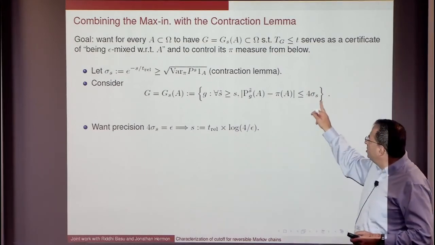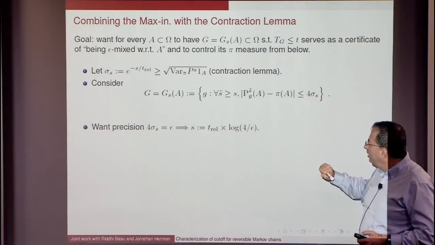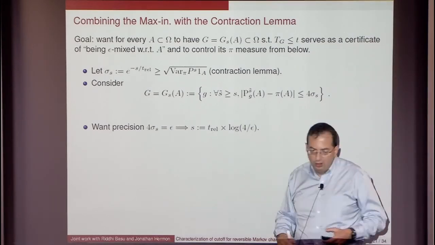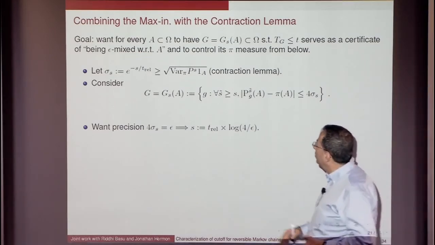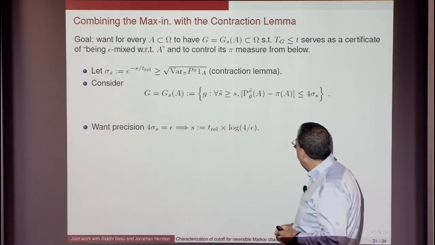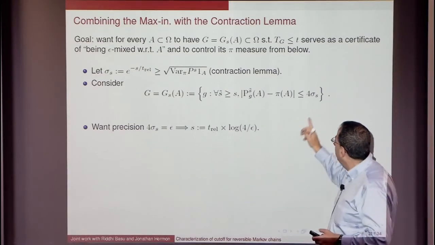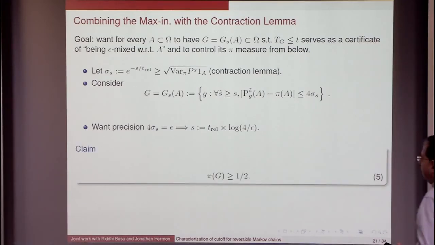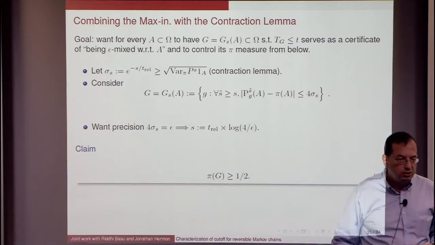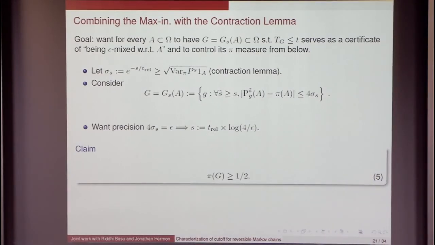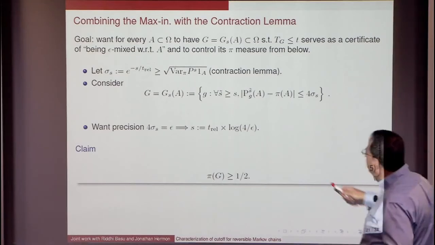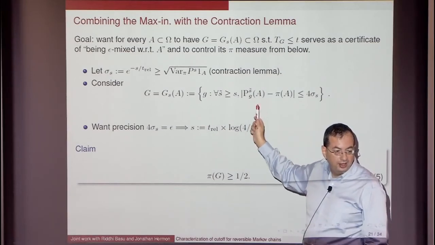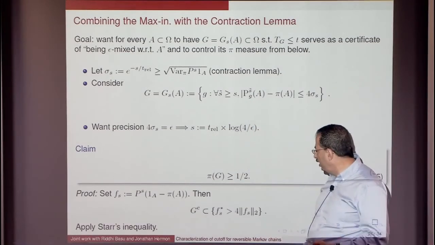So if we want this precision to be epsilon, then we should make this sigma_s small enough, so we take s to be t_rel times log 4 over epsilon, and that's enough here to get that precision. Okay, so this is the time s we'll take, and then we'll get this property. And the key thing is that G is large. G has more than half the space. My point is, if I didn't have s tilde here and just had s, this is easy. But the fact that it's true with this s tilde is important, and that's where the maximal inequality gets used, and this is the whole proof.